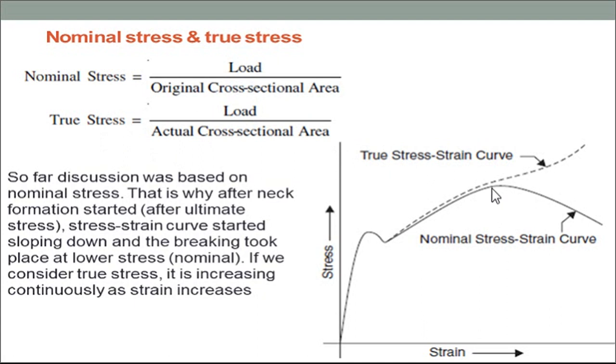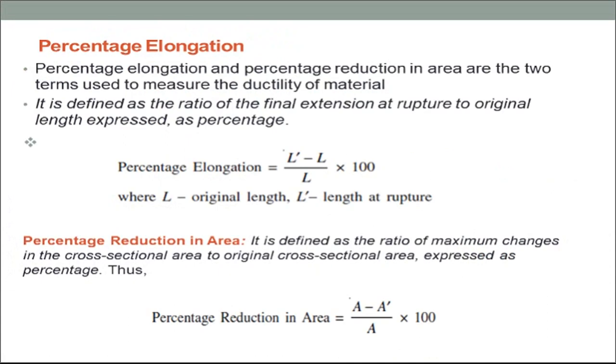Up to the ultimate stress, the stress strain curve is the same for nominal as well as true. But at this particular point, the cross sectional area is reducing. And for further calculating the true stress, we have to take the actual cross sectional area, means the reduced cross sectional area. Because of that, our stress value goes on increasing continuously. That's why in this dotted line you can see the true stress, because we have taken the actual cross sectional area for calculating the stress. Here we have taken only the original cross section, that's why the ultimate stress value again decreases, and at a particular point the breaking takes place.